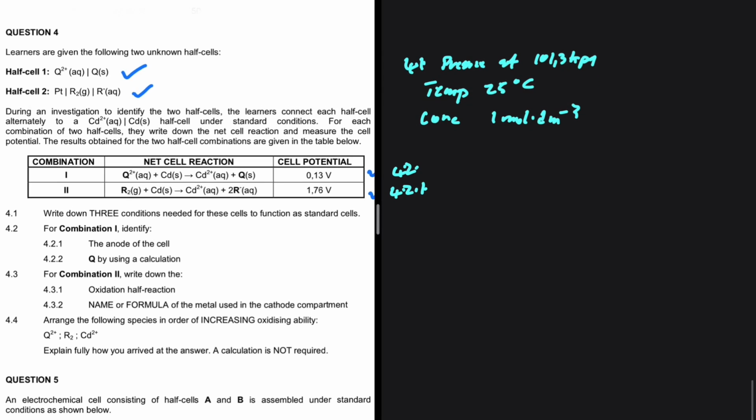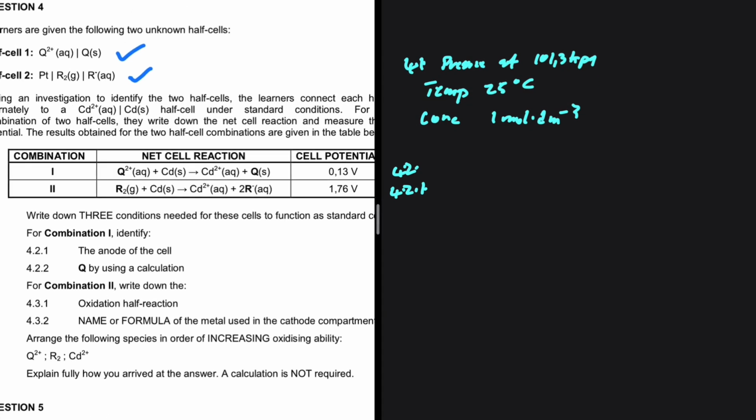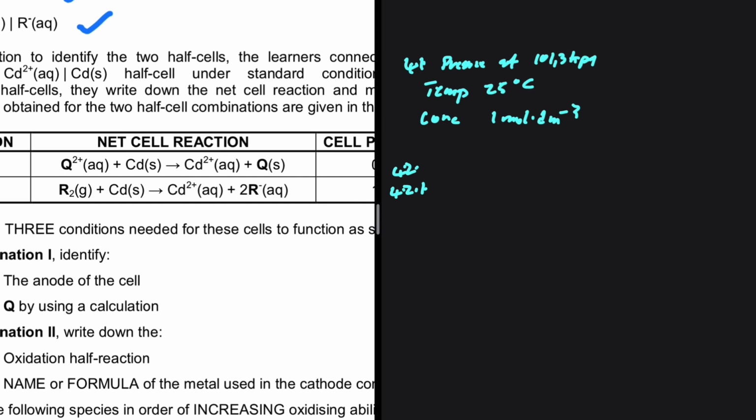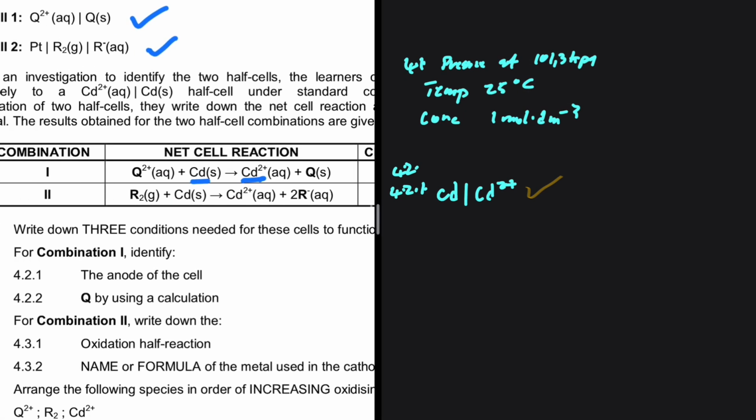4.2.1. For the first combination, let's identify the anode of the cell. In our first combination, we are given the net cell reaction. We have cadmium losing 2 electrons to form cadmium 2 plus. So that is our anode. Our anode is cadmium. At the anode, oxidation occurs. There's a loss of electrons, and as we can see, cadmium loses electrons in our first combination.